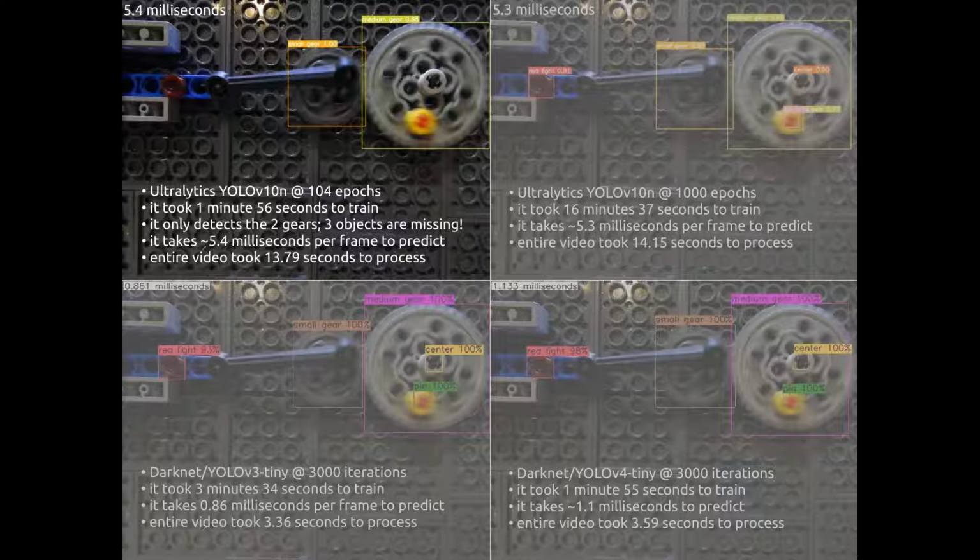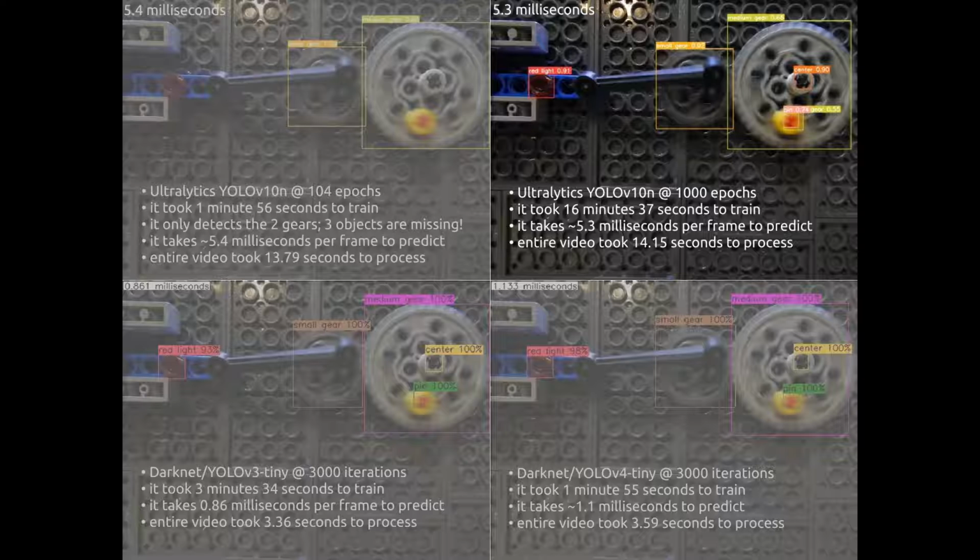YOLOv10N at 104 epochs is in the upper left corner. It took under 2 minutes to train. It fails to detect 3 of the 5 objects. It takes about 5.4 milliseconds per frame to predict. The entire video took 13.79 seconds to process.